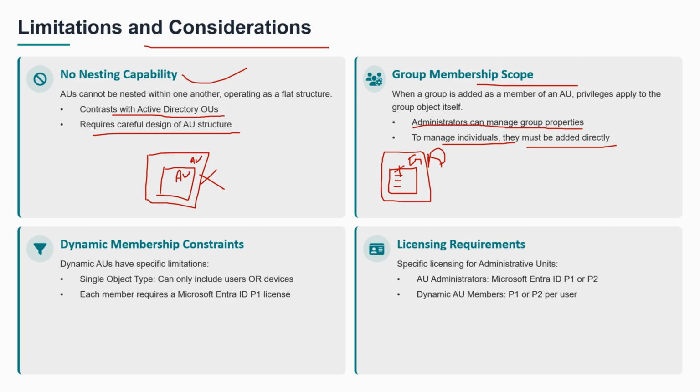Moving forward, dynamic membership constraints. Dynamic AU has a specific limitation. A single object type can only include users or devices. For example, if the member type is user or device, only a single object type will be added. Each member requires a Microsoft Entra ID P1 license. So for dynamic, we know it could be group, it could be AU, it will require a P1 license.